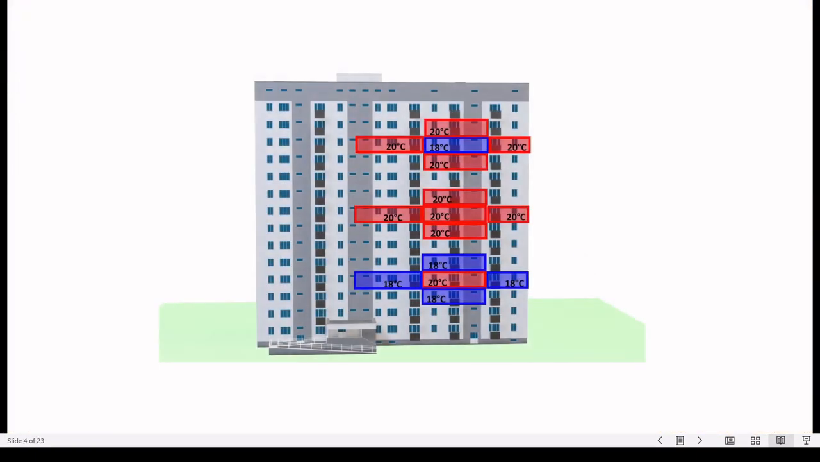We will first analyze 3 situations: an unheated apartment surrounded by 4 neighboring heated apartments, a heated apartment surrounded by 4 heated apartments, and a heated apartment surrounded by 4 unheated apartments.